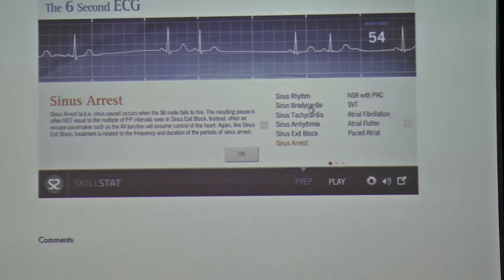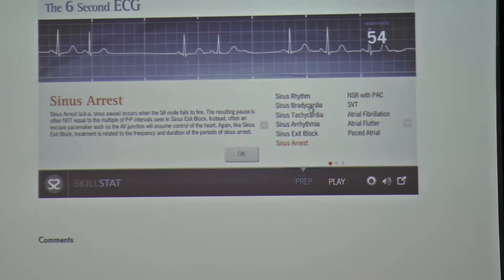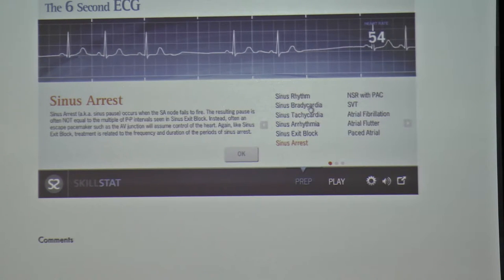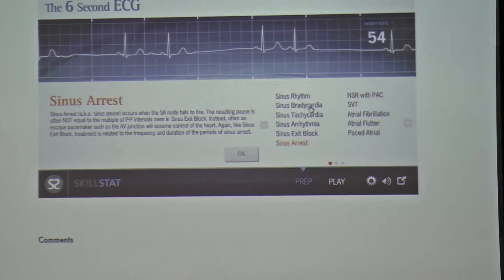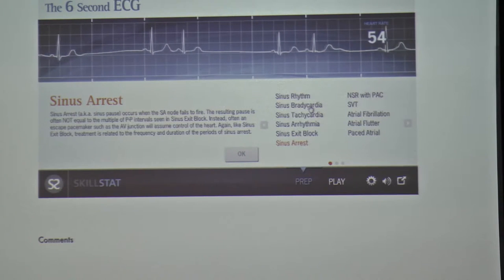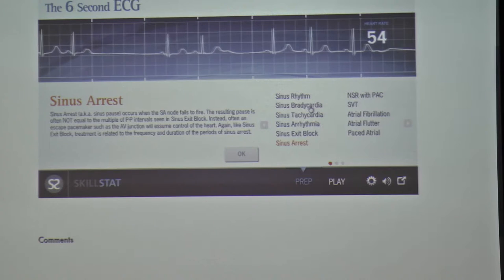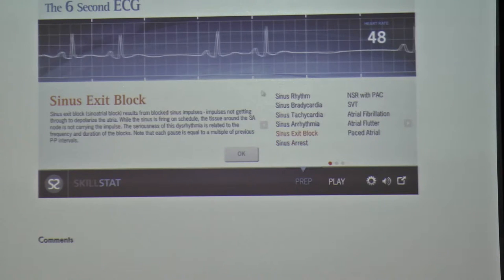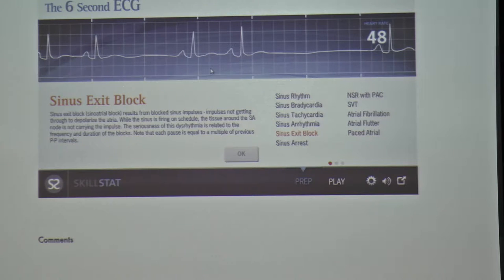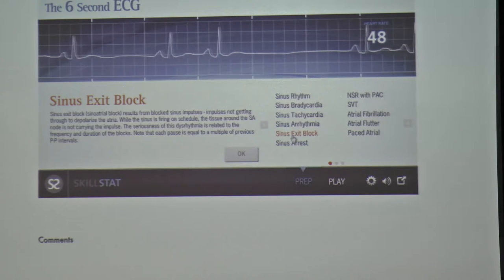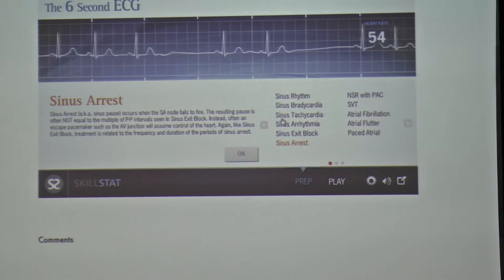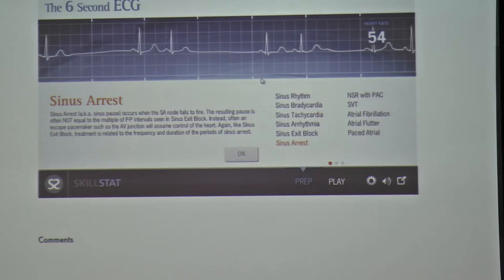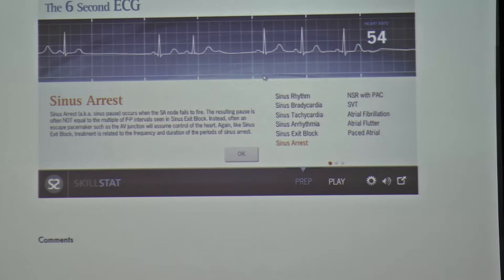Okay, fairly similar in appearance. So here it's again, the SA node is not firing. So the first one, the SA node was firing technically over here. It's firing, but the impulses are not getting down. And this one, the SA node is not firing. I don't know how they would make that diagnosis. To me, it looks fairly similar.